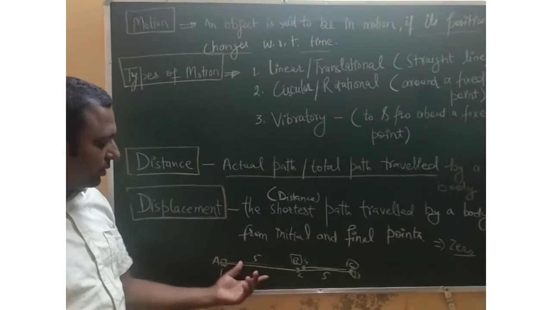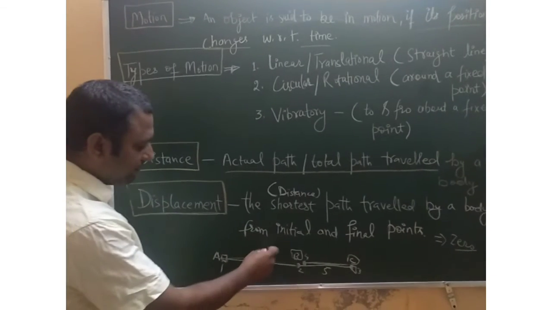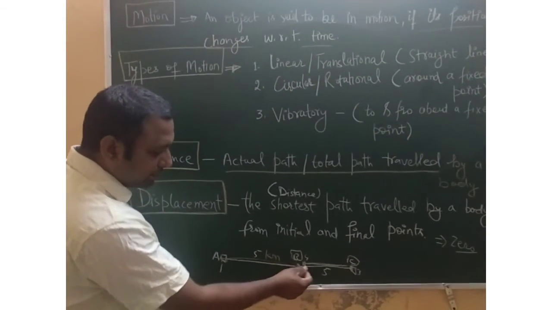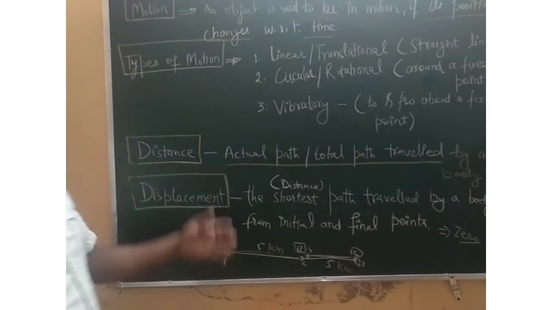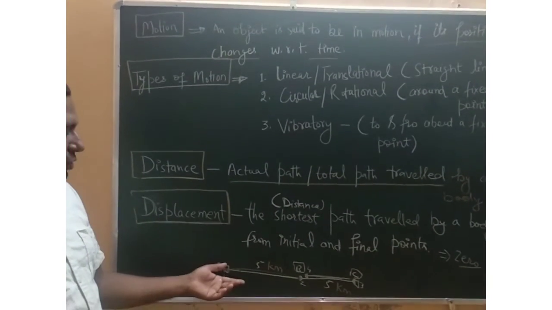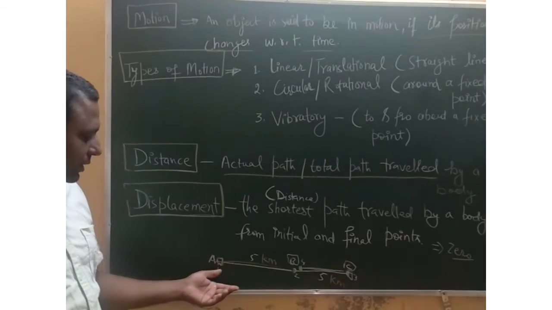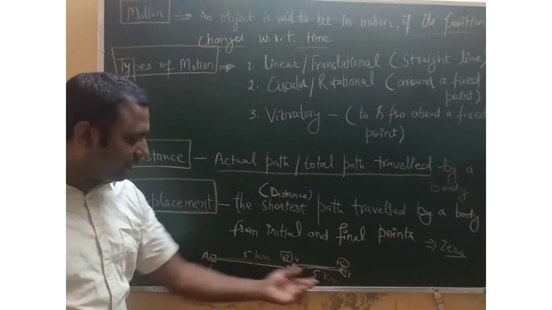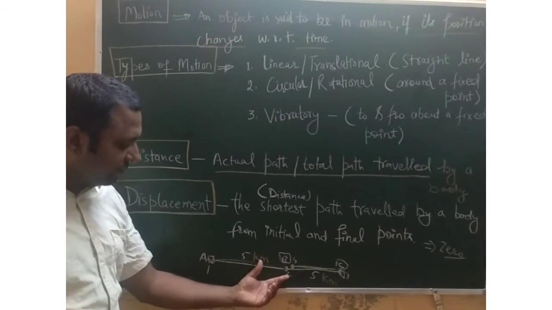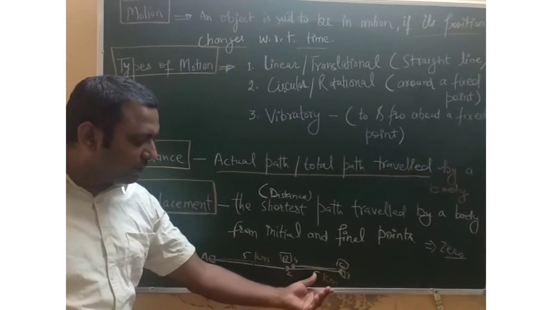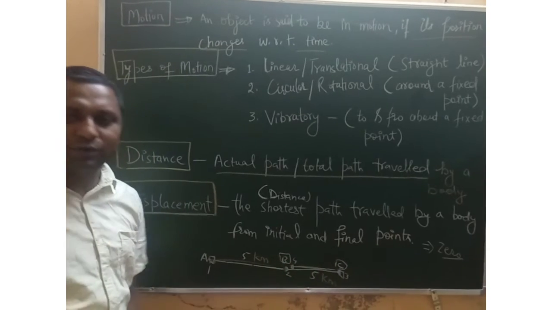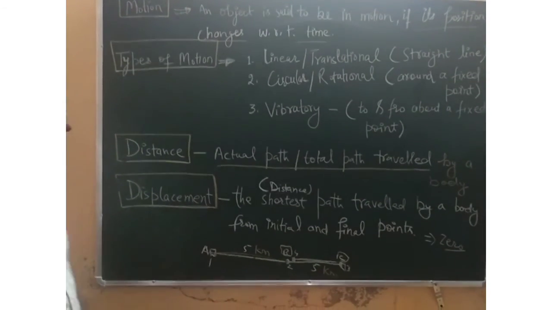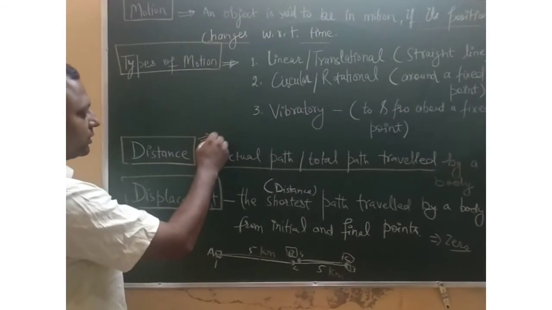Let us take an example. We consider the AB distance is 5 km, and the BC distance is also 5 km. Now, what is the total distance for this motion? A to B is 5 km, B to C is 5 km, and C to B is also 5 km. So the total distance is 15 km for this example.